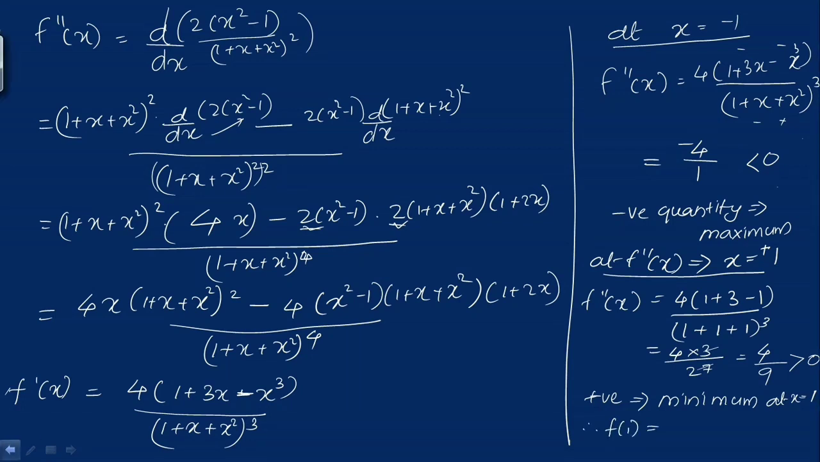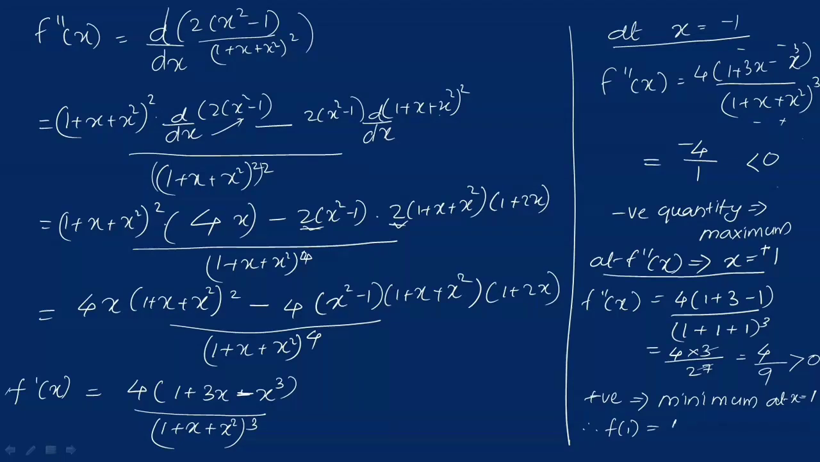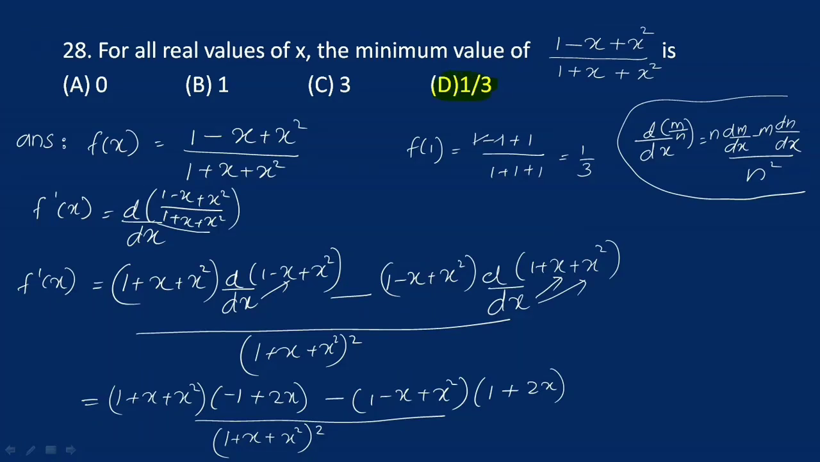So what is f of 1? We are going back to our question. We want to find the minimum value. So what is f of x? That is 1 minus x square divided by 1 plus x square. So f of 1 is equal to 1 minus 1 plus 1 divided by 1 plus 1 plus 1. So by solving, it is 1 by 3. So we have the minimum at f of 1 is equal to 1 by 3. So the minimum value is 1 by 3. That is option D.